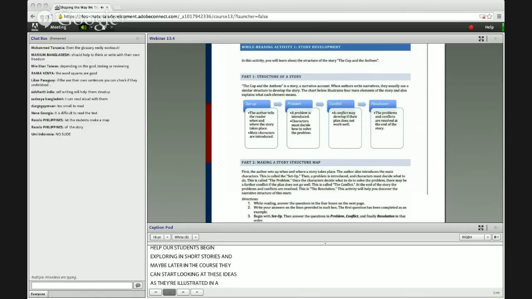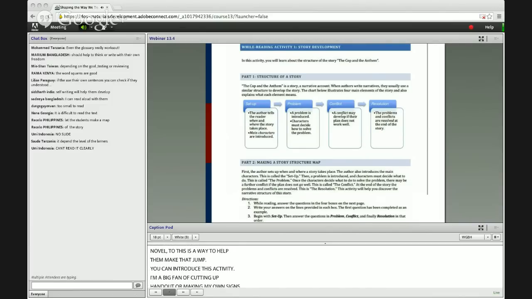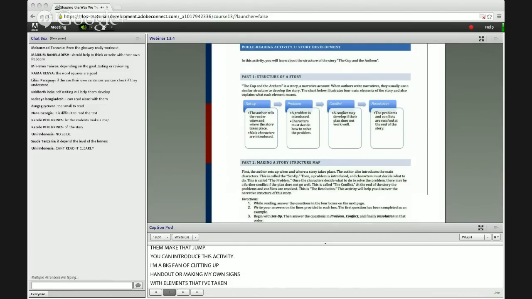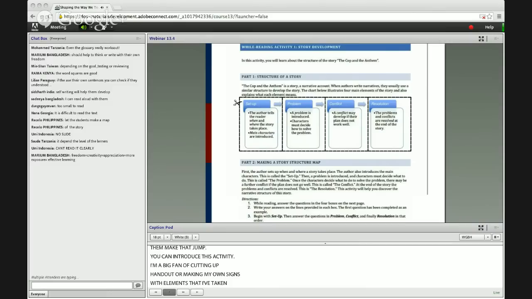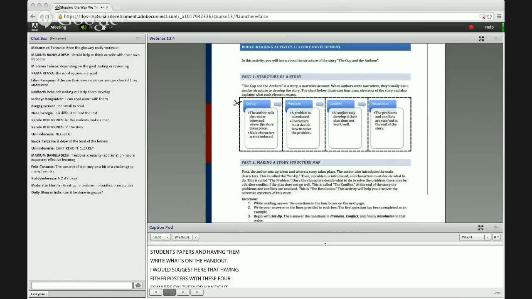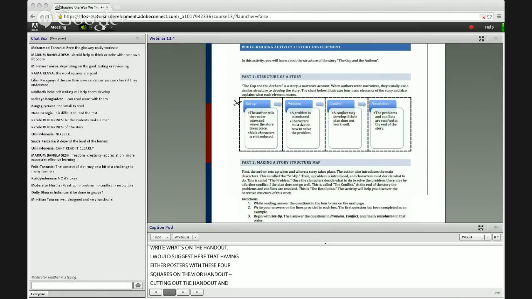You can introduce this activity. I'm a big fan of cutting up handouts or making my own signs with elements that I've taken from a handout, rather than giving students papers and having them write what's on the handout. I would suggest here having either posters with these 4 squares on them, or cutting up the handout and distributing them to groups of students, and having them rearrange the paper.